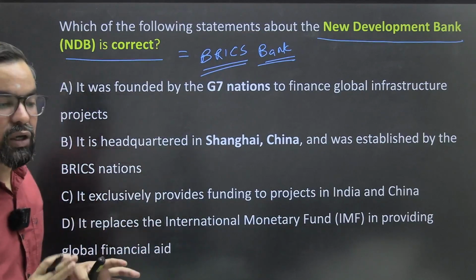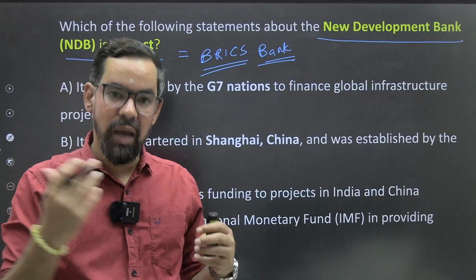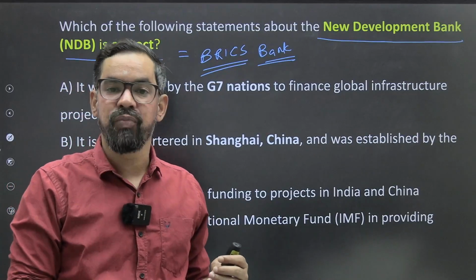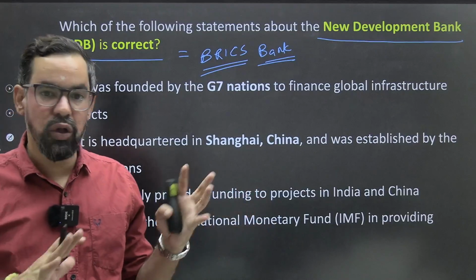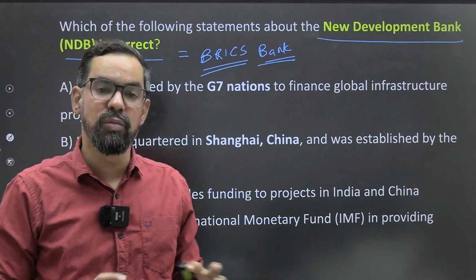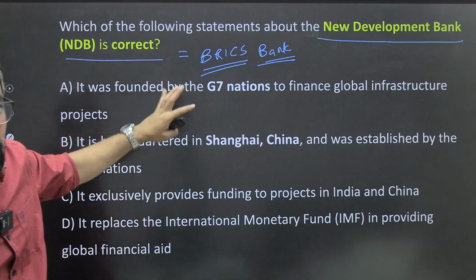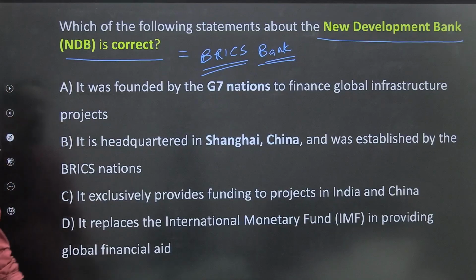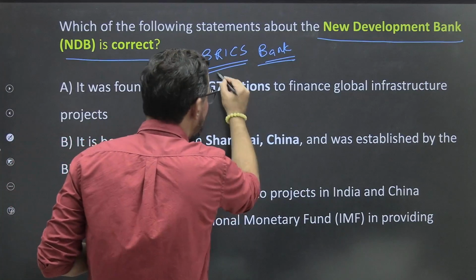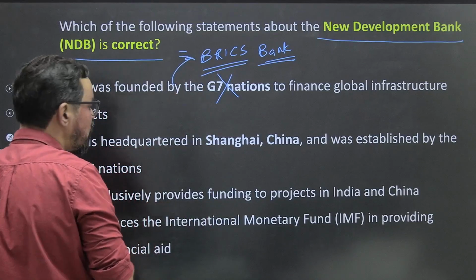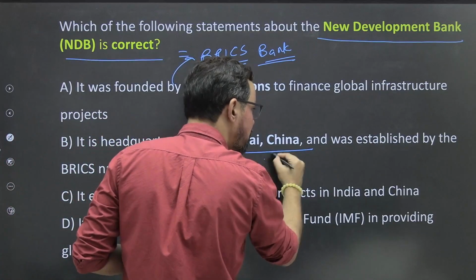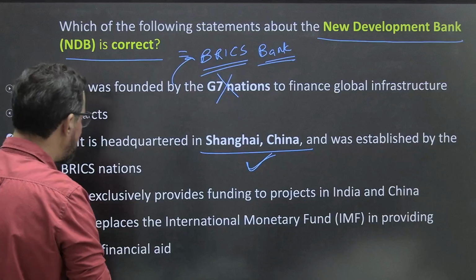That bank is generally known as the BRICS Bank, where maximum contribution was done by China, then followed by India, then Russia and other countries. South Africa has minimum contribution, but all the 5 countries have equal voting rights in this particular one. So it was founded by G7 nations. No, it was founded by BRICS nations. Its headquarters is located in Shanghai, China. Absolutely right. And it was established by the BRICS nations. True.